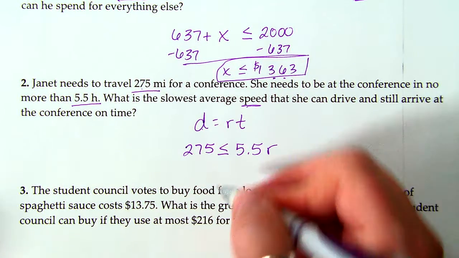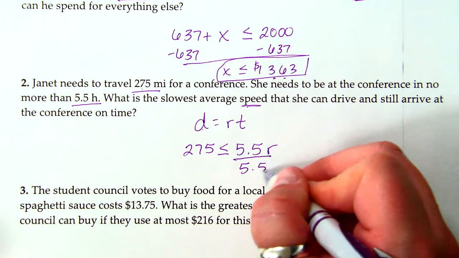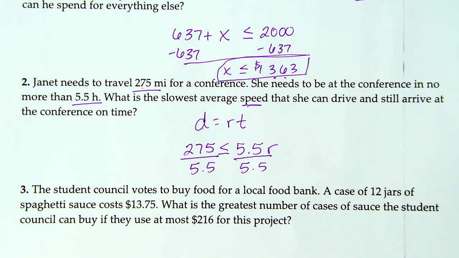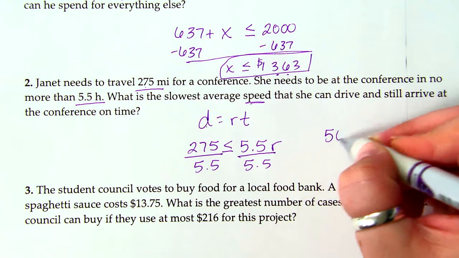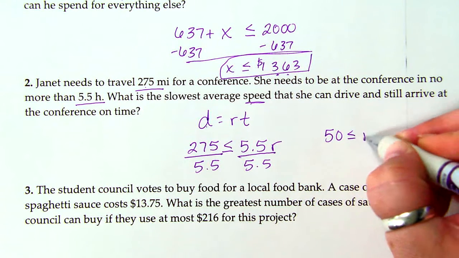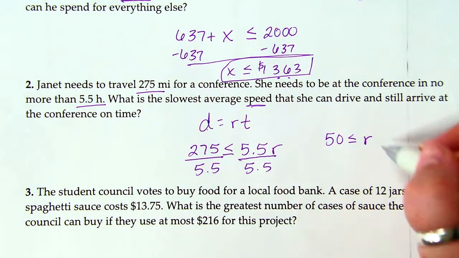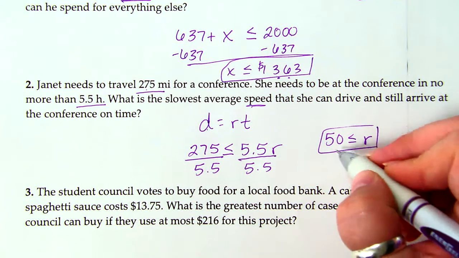So if you divide 275 by 5.5, let me get a calculator. So 275 divided by 5.5 is 50. So 50 is her rate, or anything more than that would get her there on time. Oh, the label would be miles per hour.